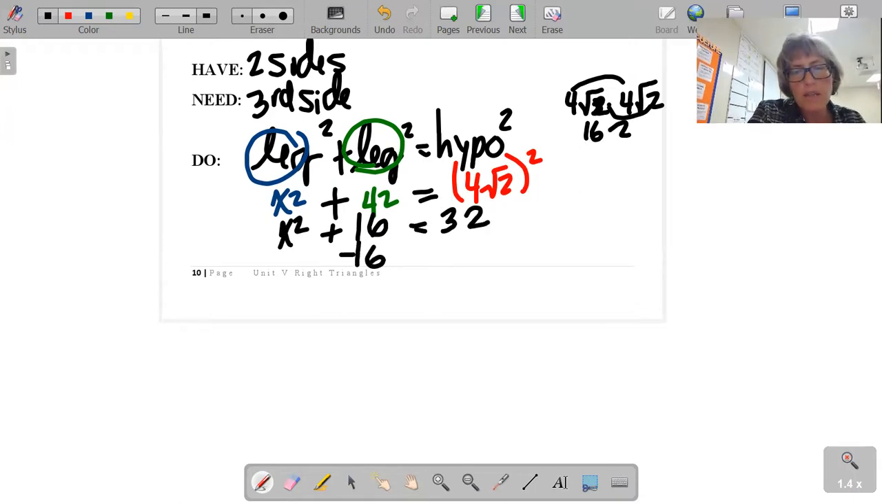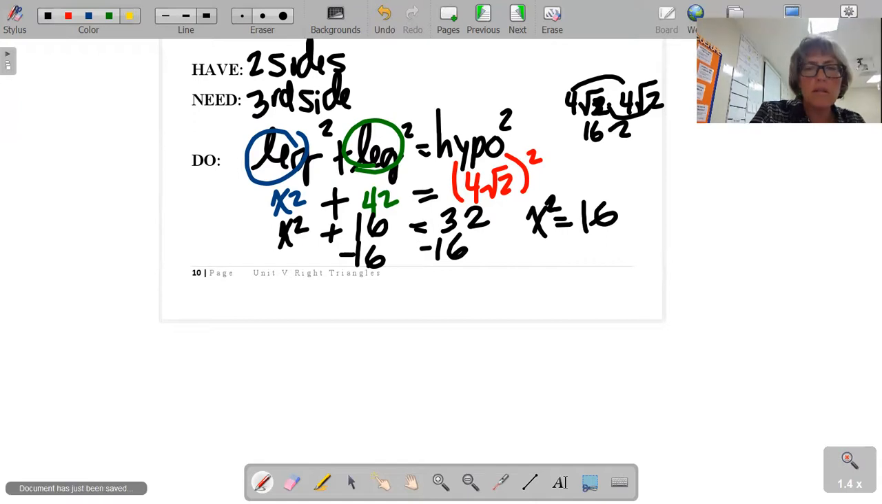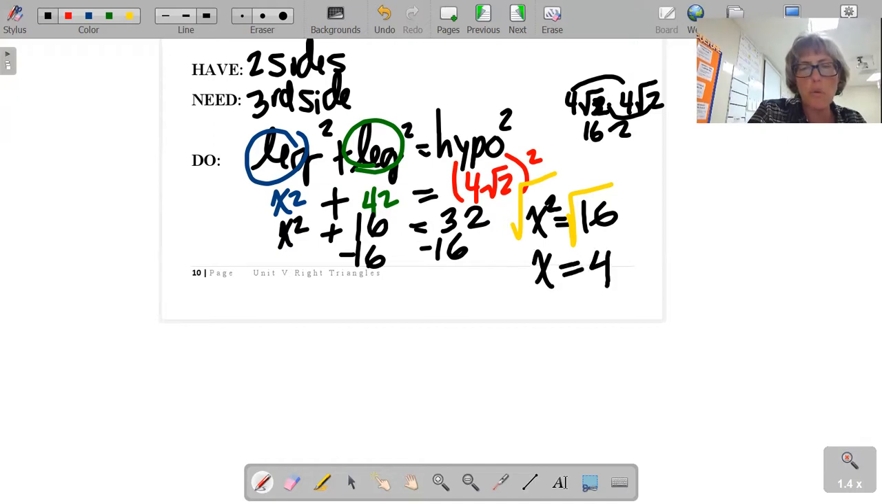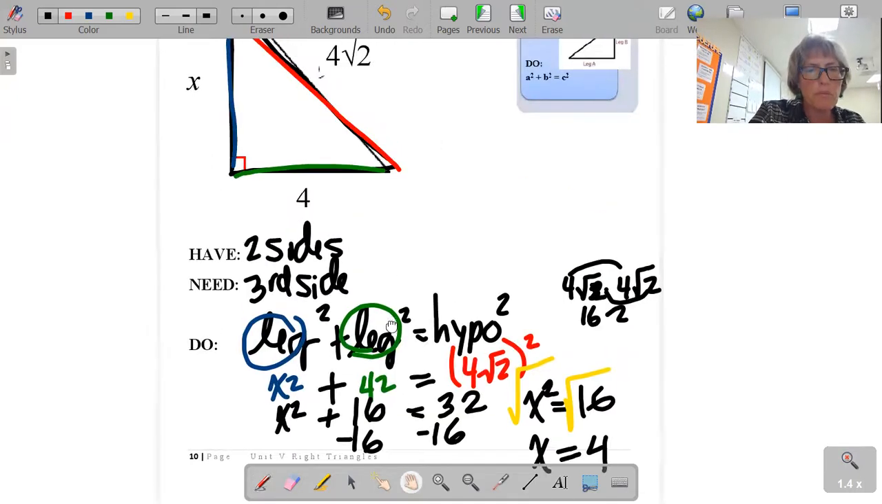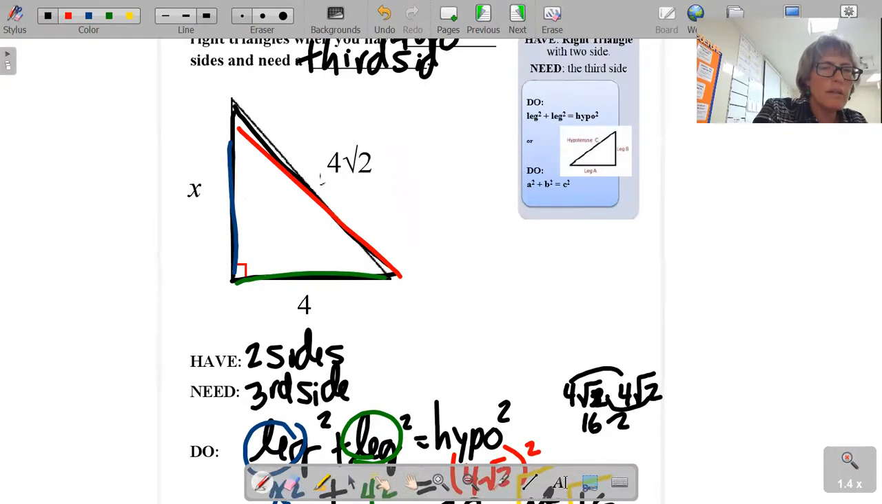We're going to minus 16 both sides. I get x squared equals 16. The opposite of squaring is square rooting. You're following along. And we have x equals 4. So come up here. We solve for x. X equals 4.